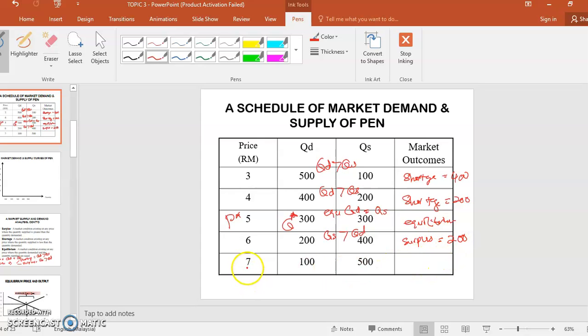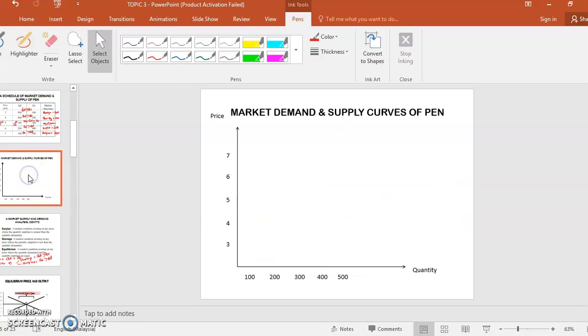And at 7 ringgit, quantity demanded is 100, quantity supplied is 500. So it shows quantity supplied is greater than quantity demanded. It will occur surplus juga. By how much? 500 minus 100, 400. Okay. So how to draw market equilibrium?